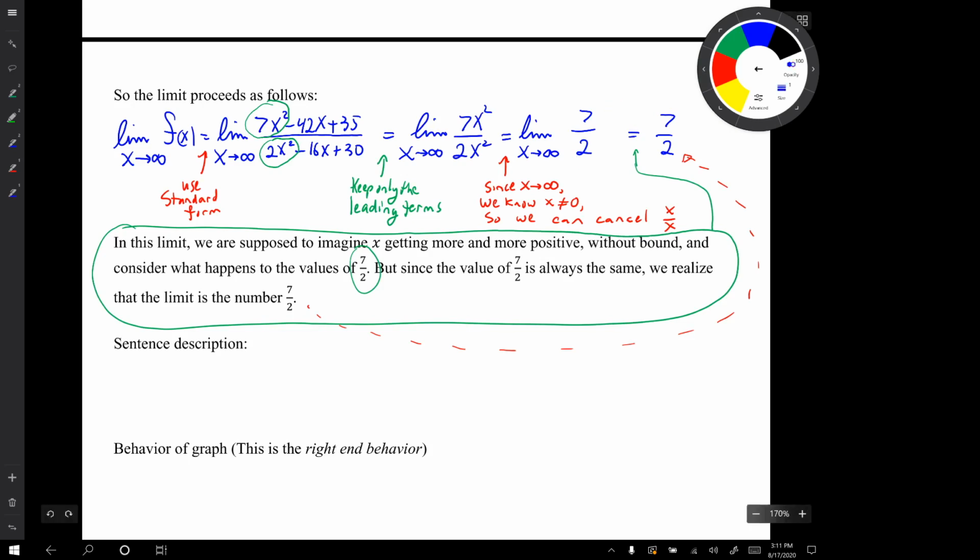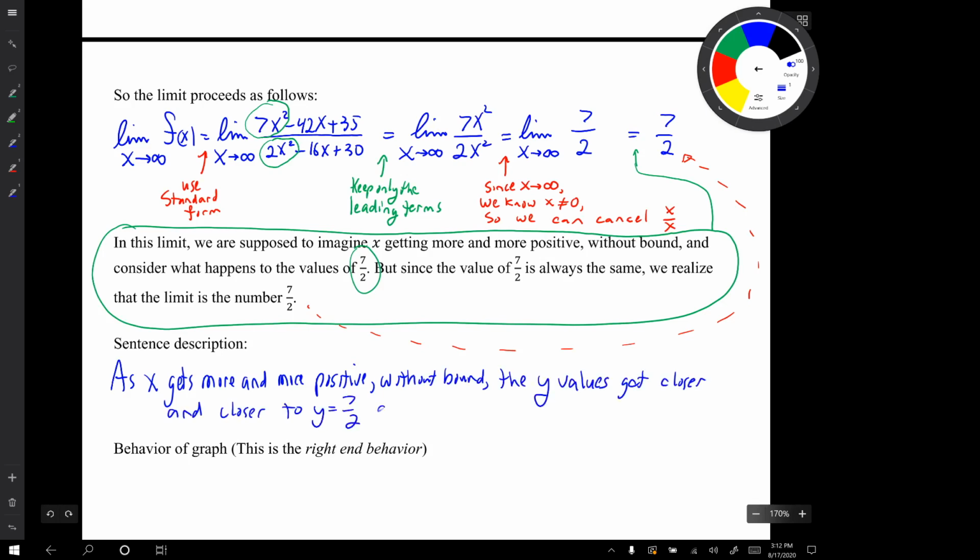So a sentence description of this is, as x gets more and more positive without bound, the y values get closer and closer to 7/2. So that's the sentence description. The behavior of the graph is the following. There is a horizontal asymptote on the right with line equation y equals 7/2.